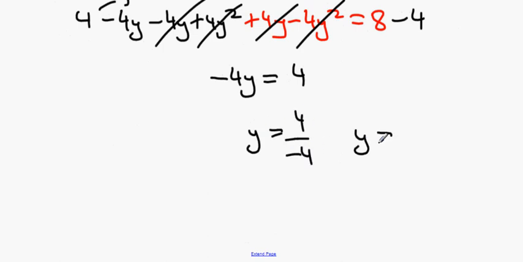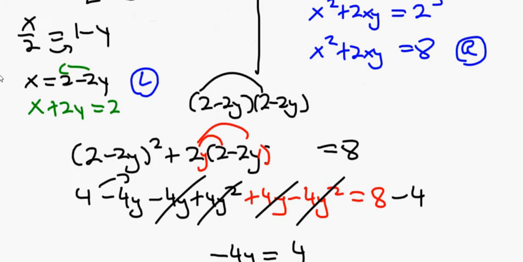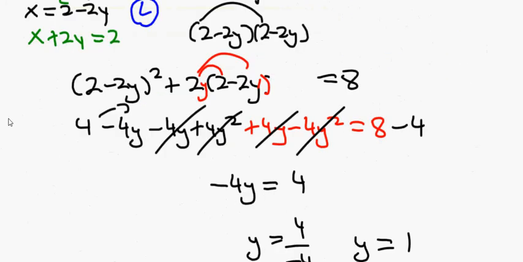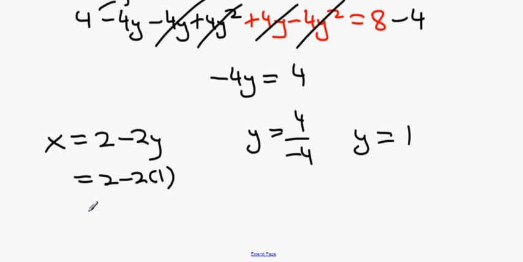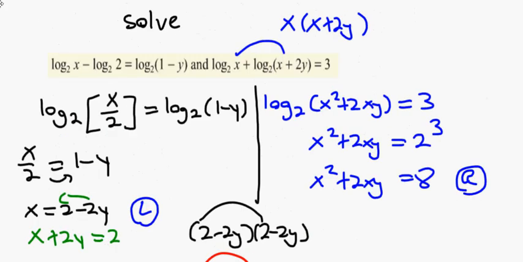Y equals minus 1. Now if y equals minus 1, we have to figure out what x is. Well, we know that x is 2 minus 2y. It's going to be 2 minus 2 times minus 1. 2 plus 2 equals 4. X equals 4. Y equals minus 1. Okay?